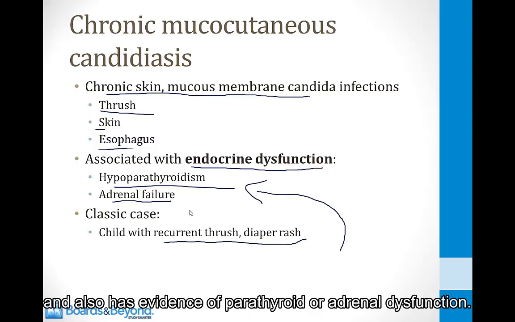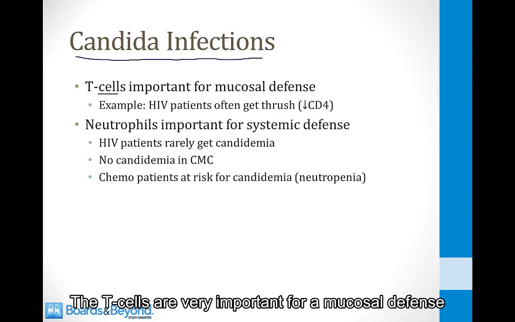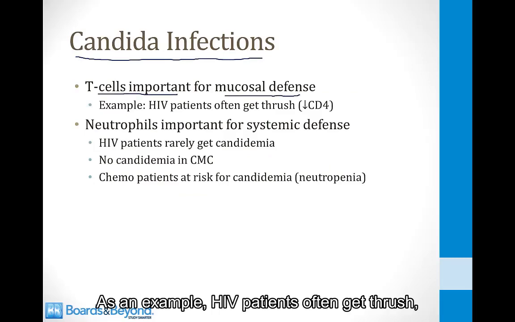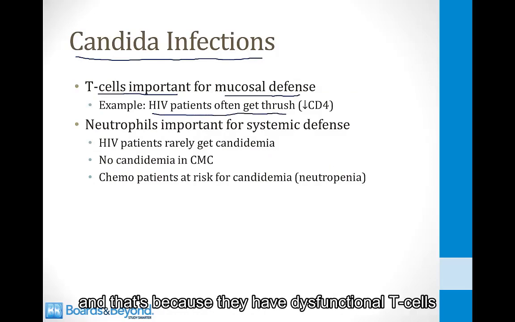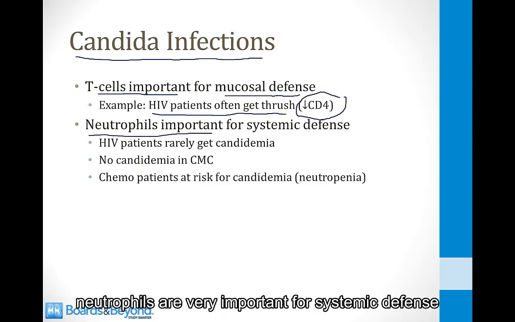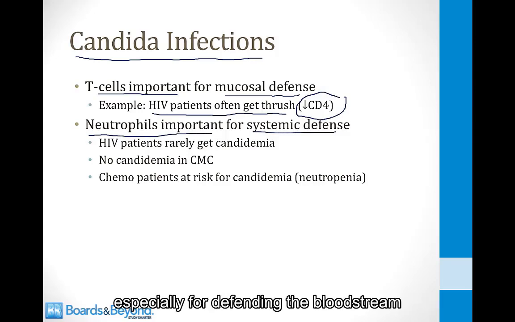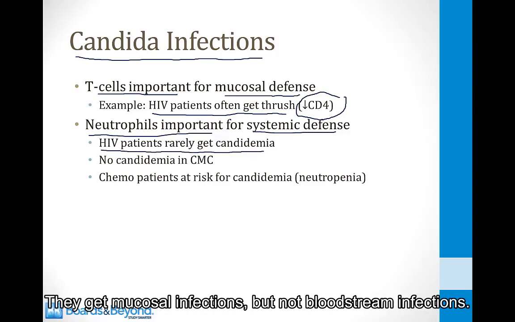or adrenal dysfunction. Let me make an important side note about candida infections. The T cells are very important for mucosal defense against candida. As an example, HIV patients often get thrush. They also get candida esophagitis, and that's because they have dysfunctional T cells and low CD4 T cell counts. On the other hand, neutrophils are very important for systemic defense against candida, especially for defending the bloodstream from candida infection. And as evidence of this, HIV patients rarely get candidemia. They get mucosal infections but not bloodstream infections.